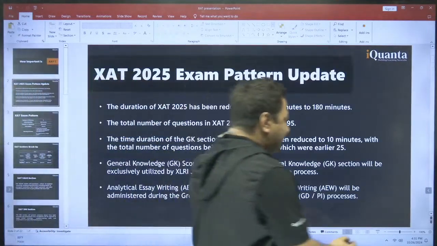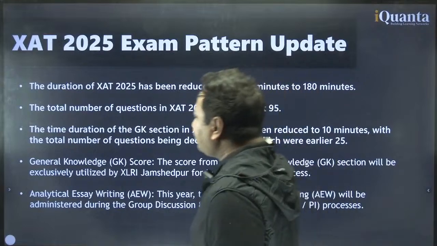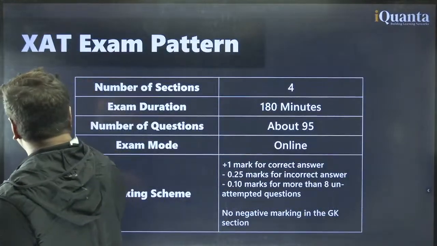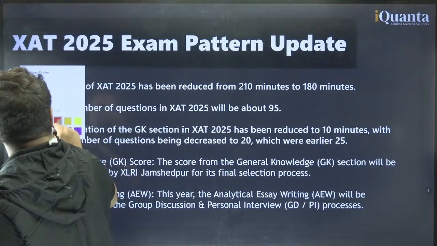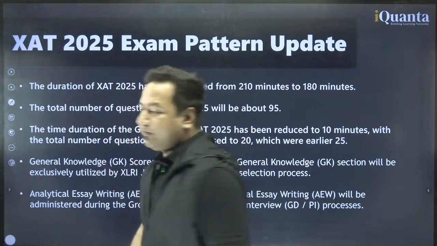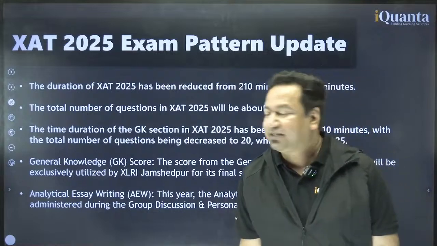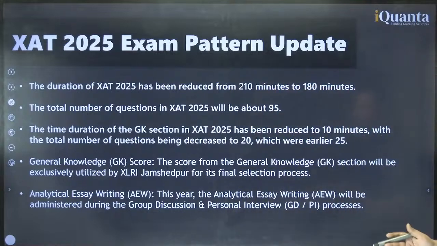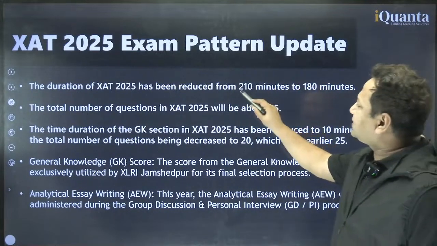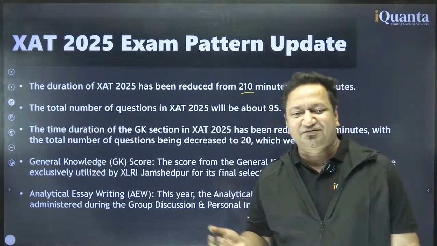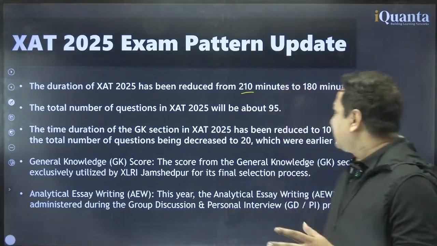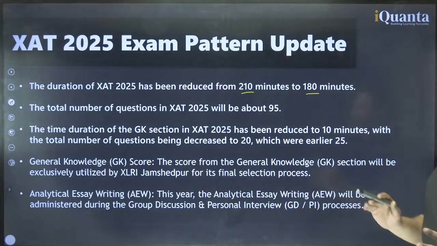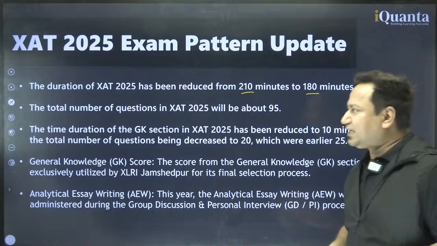So the pattern has somehow changed. How many of you are repeaters? Like you have written CAT or XAT earlier as well? The pattern has changed a bit. Duration has changed. Earlier it was 210 minutes, which makes it 3 hours and then 30 minutes more. And now it is 180 minutes, that is only 3 hours. Why has that happened?